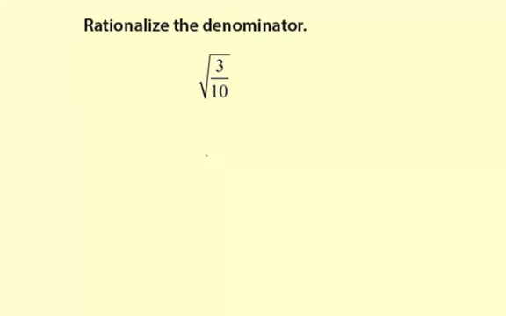Rationalize the denominator. So right now we have a radical of 3/10. And what I'm going to do first is split up this radical sign to the numerator and denominator. So this is going to equal radical 3 divided by radical 10. Now I can't reduce or simplify this any further.